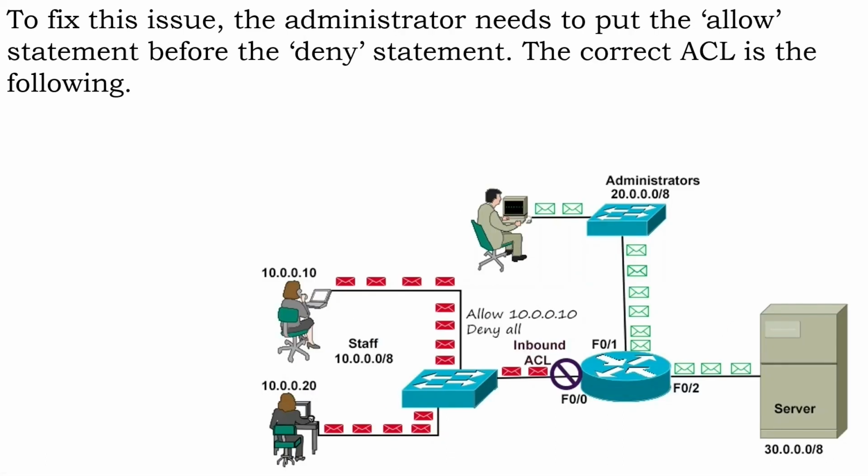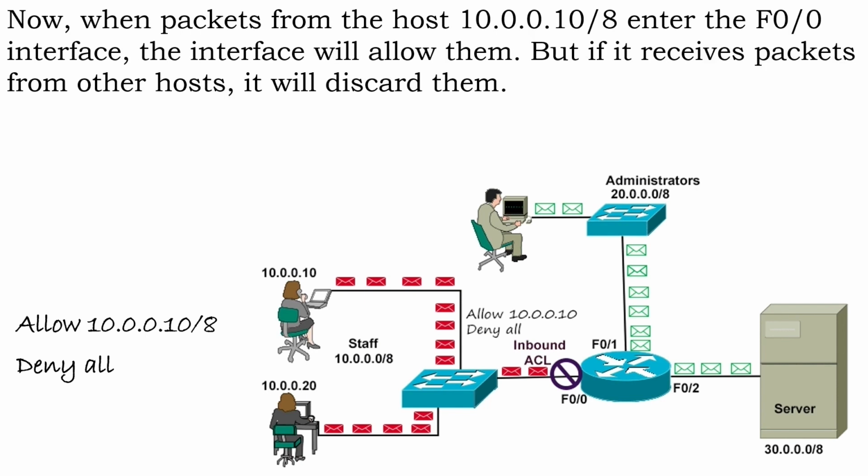To fix this issue, the administrator needs to put the allow statement before the deny statement. The correct ACL is the following. Allow 10.0.0.10/8, deny all. Now, when packets from the host 10.0.0.10/8 enter the F0/0 interface, the interface will allow them. But if it receives packets from other hosts, it will discard them.